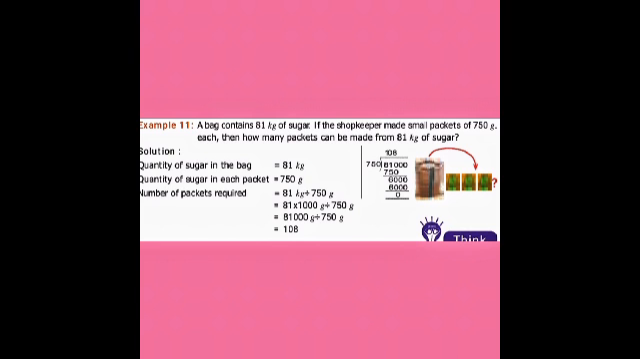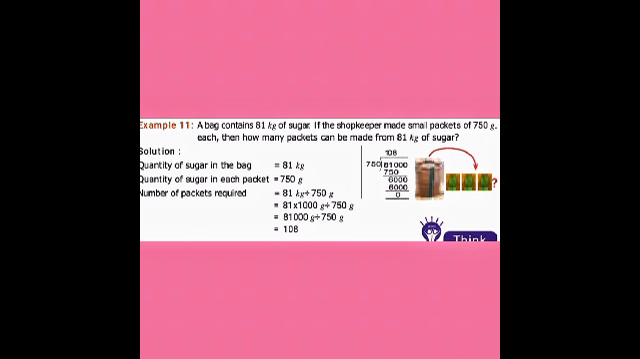750 in 810, that will be one time. So balance is 600. 600 we could not divide by 750, so I am putting the 0. Then I am taking the next 0. Now the number is 6,000. 6,000 in 750 table 8 times. So we will get 108 bags. So the shopkeeper gets 108 bags of sugar from 81 kg of bag sugar.